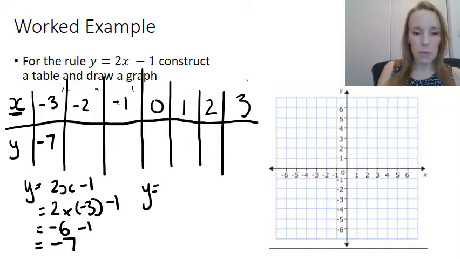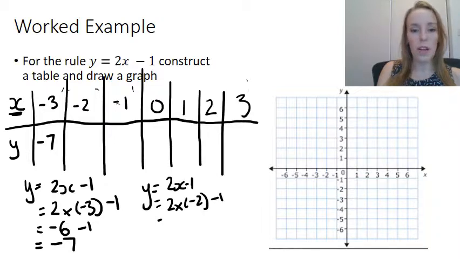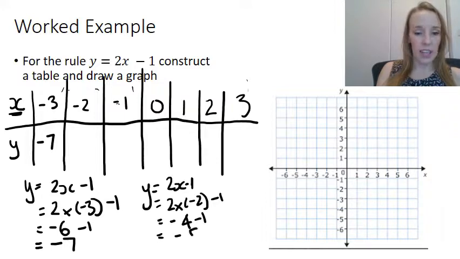So in our second one, we've got y equals 2x take 1. And this time x is going to equal -2. So we've got 2 times -2, take 1. Positive times a negative is a negative. 2 times 2 is 4. So -4, take 1. It's going to give us -5.